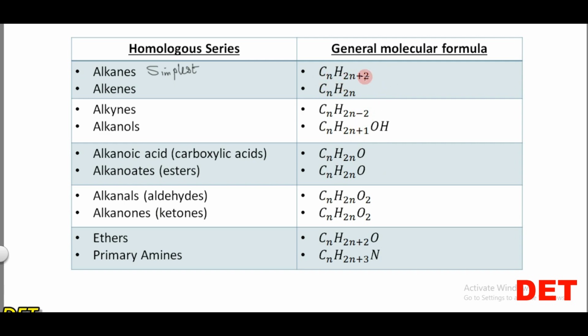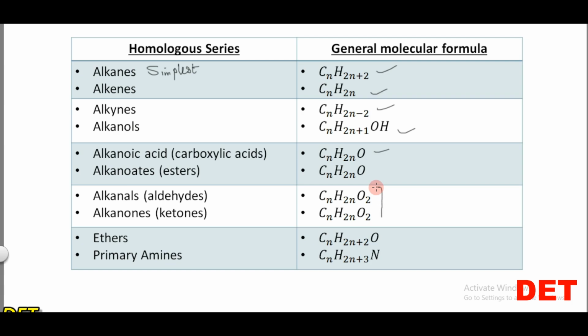So it's very important that you know the general molecular formula of the first, or simplest, homologous series, which is the alkane. It's important that you know this for the alkenes, the alkynes, the alkanols, and the alkanoic acids. So alkanoic acids and alkanoates have the same general molecular formula. Alright. Then the alkanals and the alkanones have the same general molecular formula.